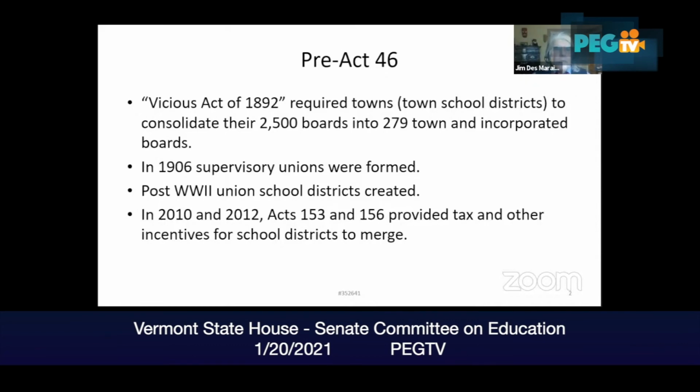And to pause there for a minute, we are a so-called Dillon's Rule state, which means that the state has complete control over its municipalities. And school districts are of course municipalities. So we can create them, we can merge them, we can eliminate them, and that's what happened here. In 1906, supervisory unions were formed. Post-World War II, we had union school districts being created. And then in 2010 and 2012, we had two acts, Acts 153 and 156, which provide tax and other incentives for school districts to merge.